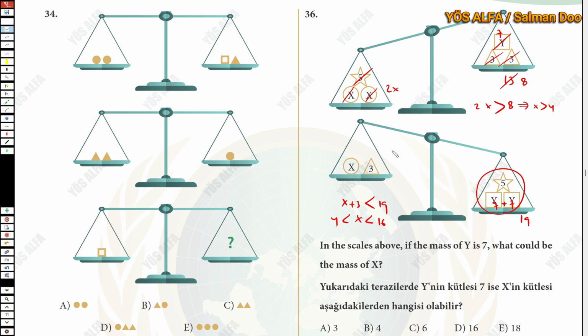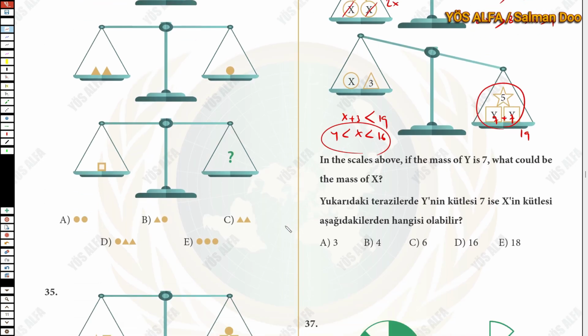From these two balances, we have this relation. Now let's take a look at the given answer choices. Which one of them is between 4 and 16? It's 6. So the answer is C.